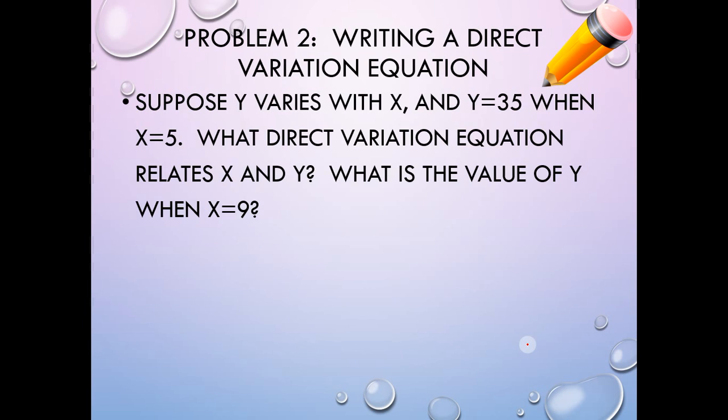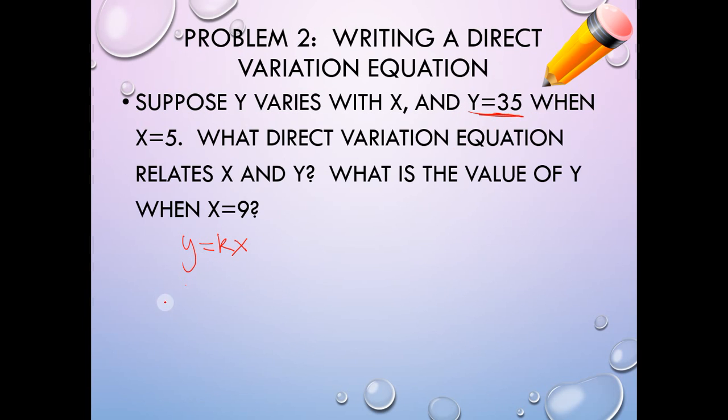So, writing a direct variation equation. So this one, we get to assume that we have a direct variation. They say, suppose y varies with x, and y equals 35 when x equals 5. What direct variation equation relates x and y? Then, once we find that, what is the value of y when x is 9? So we're going to use that equation again. y equals kx.